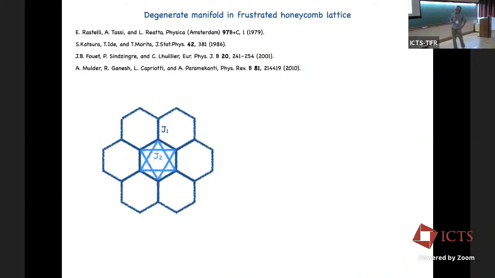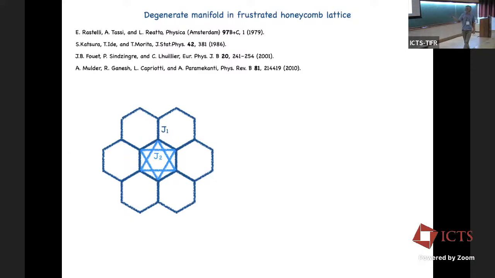Right. Yes, so the degenerate manifold for the honeycomb model is not a new thing. It has already been noticed by this Italian team from '79, and Japanese people also studied it. The quantum model has been studied by Jean-Baptiste Fouet and Claire Lhuillier and Philippe Sindzingre, and also the classical and the quantum by Mulder, Ganesh, and so on.